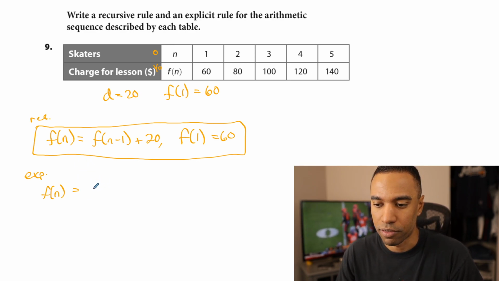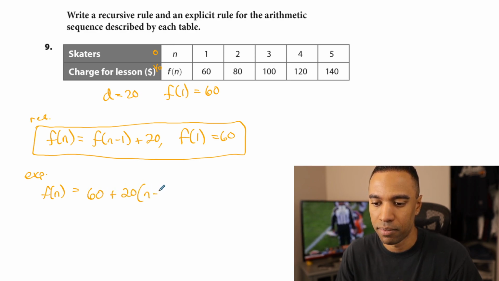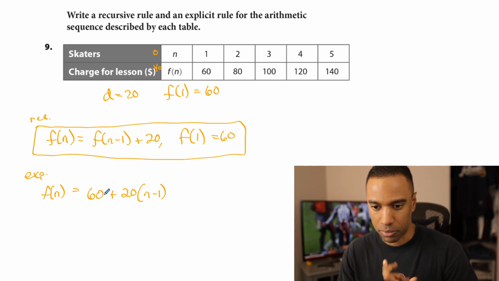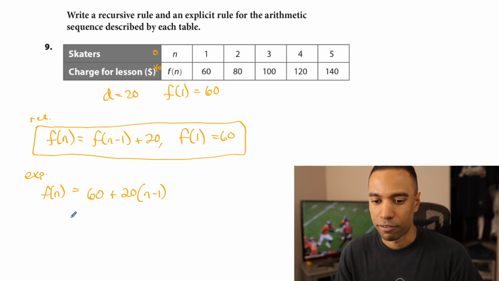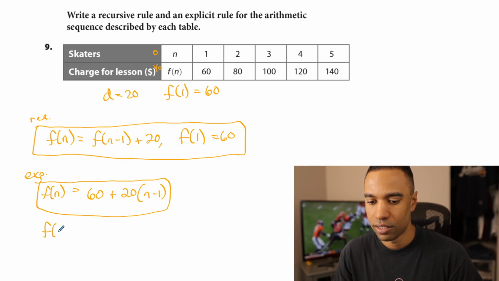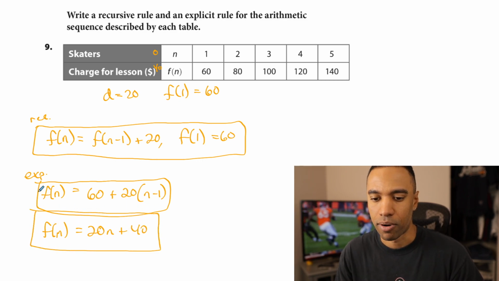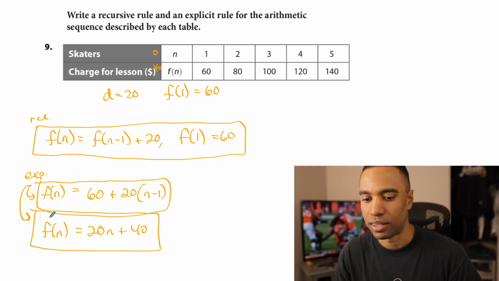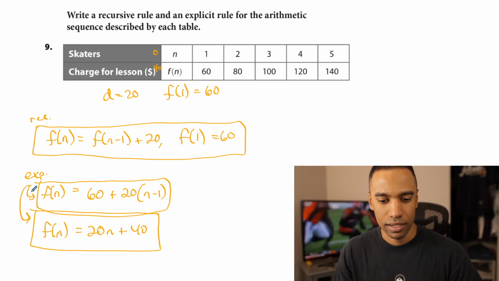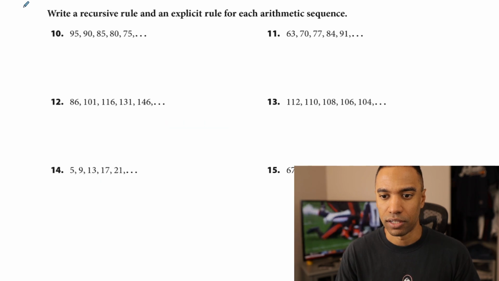So this other one, I start from the first term of 60, and I'm going to add 20, once again, one less time than the number of terms. To show that in full, distribute 20, and that's going to be 20n plus 40 when I combine like terms. So there's that 40 that I promised would show up right there. I kind of hope that's the last of those problems here. Let's see if we can move on.